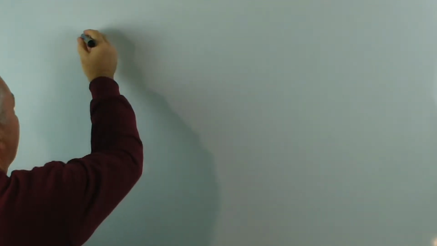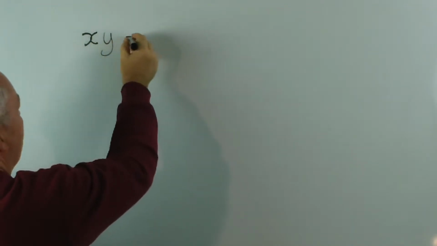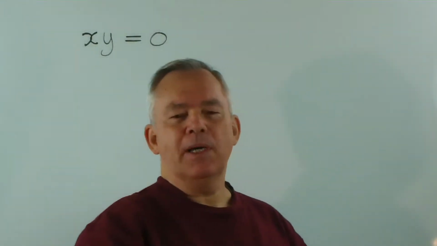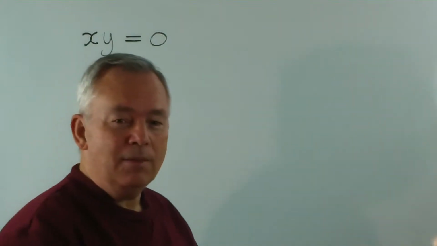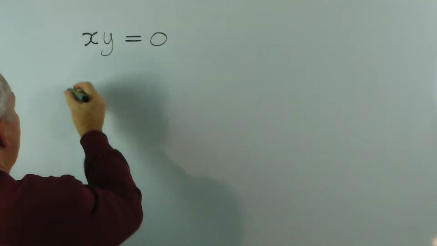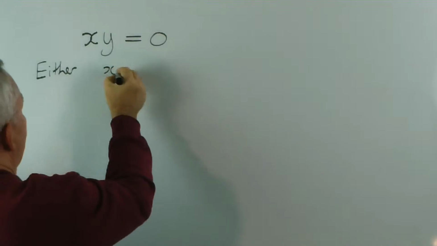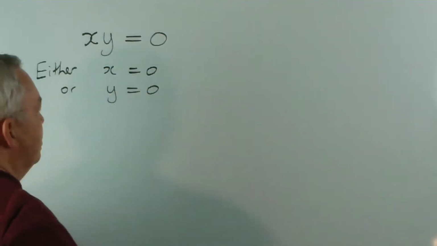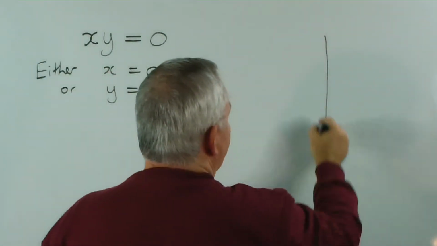Let's imagine that I had something like x times y equals 0. Well, that's a very simple equation. I think you can tell me that if I have two numbers multiplying to give 0, then either x equals 0 or y equals 0. We have no other alternatives. What's the graph of that look like?